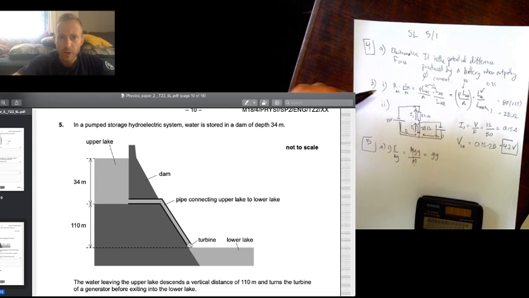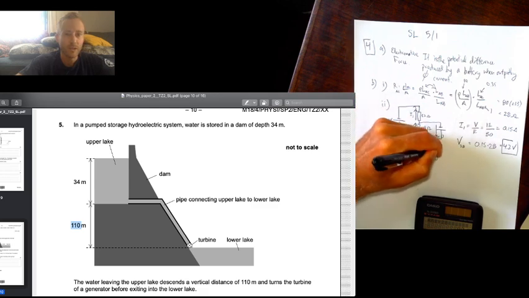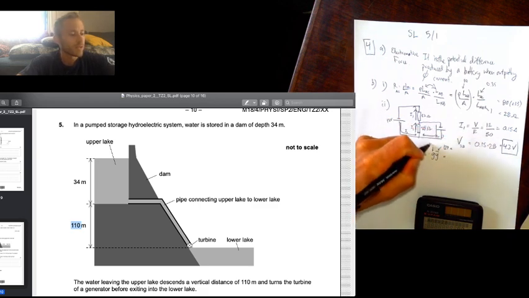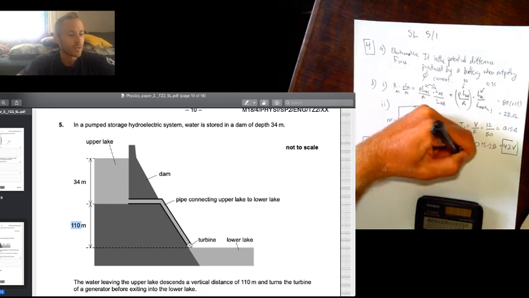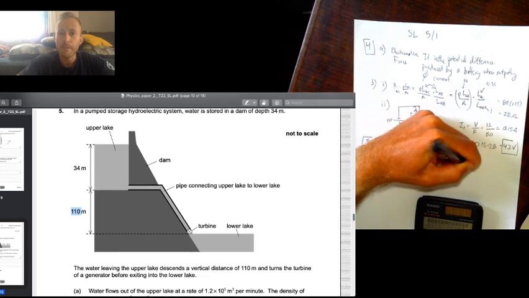So I'm going to say the average height of the lake is 34 over 2, which would be 17, which we then have to add to the 110. So the average height is about 127 meters. Then we multiply that by 10, and we get 1,270 joules per kilogram of water.